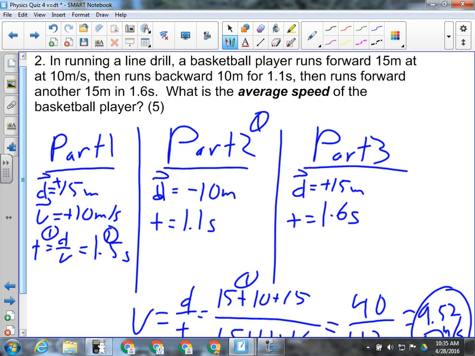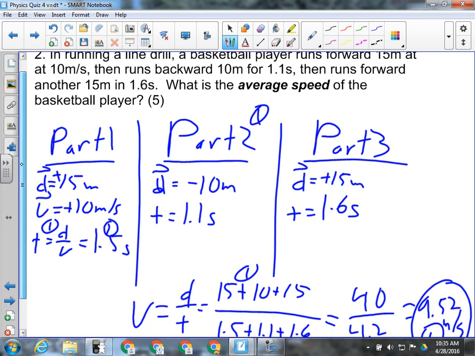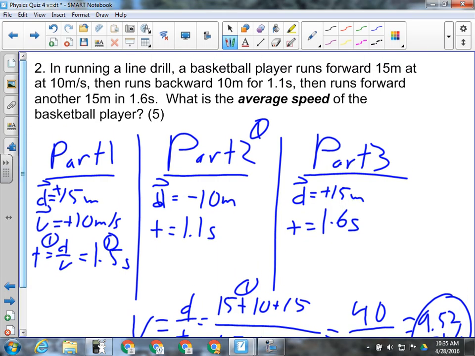Okay, for question number 2, running a line drill, a basketball player runs forward 15 meters at 10 meters per second, then runs backward 10 meters for 1.1 seconds, then runs forward another 15 meters in 1.6 seconds. How many significant digits is our answer going to have here? 2. Everything has 2 in this one, so our final answer is going to have 2. We're looking for the average speed of the basketball player. Does direction matter at all in this question?